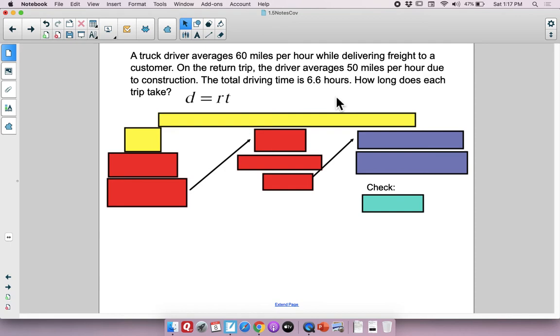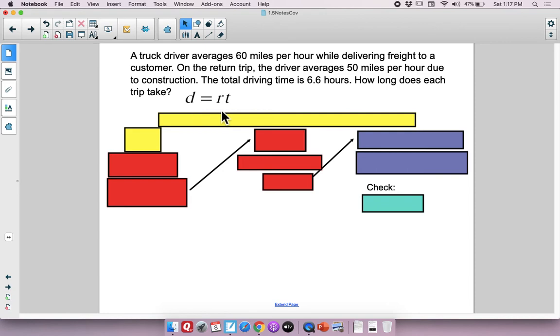So I'm relaxed. I'm going to be able to solve this word problem. Okay. So a truck driver averages 60 miles per hour while delivering freight to a customer. On the return trip, the driver averages 50 miles per hour due to construction. The total driving time, for both directions total, is 6.6 hours. How long does each trip take? So we know they add up to 6.6.